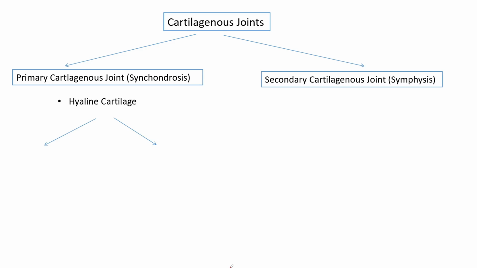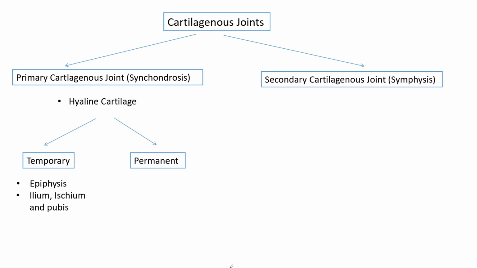The primary cartilaginous joint is further divided into two types, temporary and permanent. Examples of a temporary primary cartilaginous joint are the epiphyseal plate and the joint between ilium, ischium, and pubis in a pediatric population. Permanent primary cartilaginous joint connects bones without movements.